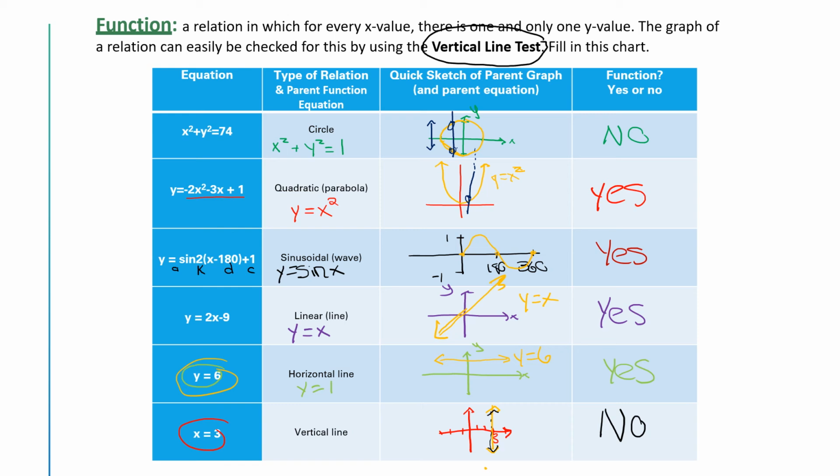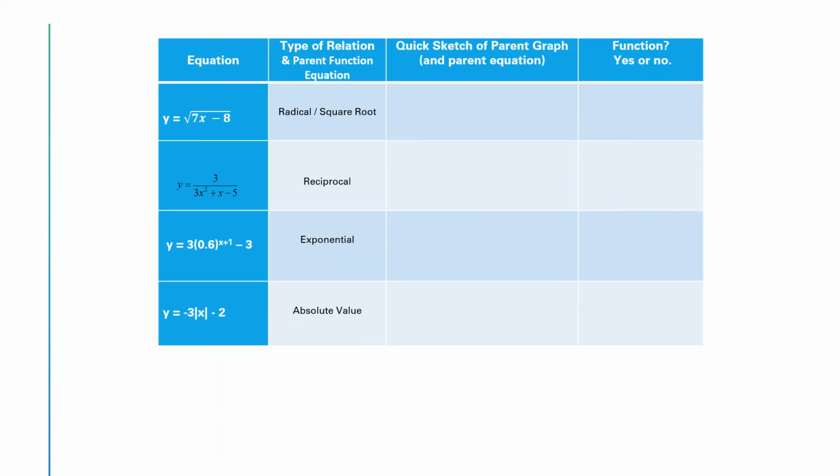Let's go to the next slide. We've got the radical or the square root function. So the parent equation here is y equals root x. That's the parent equation. That's no transformations. Oops, that's not very good. Let's try to straighten that out.